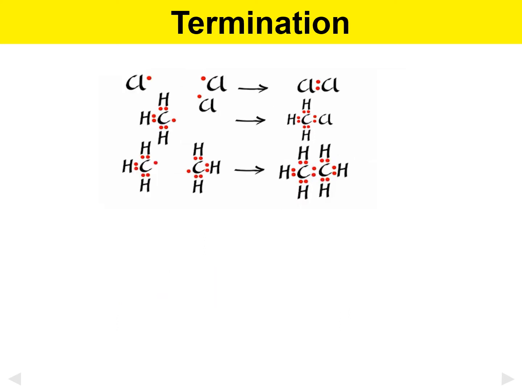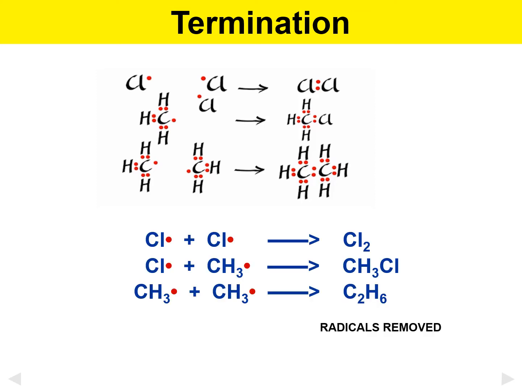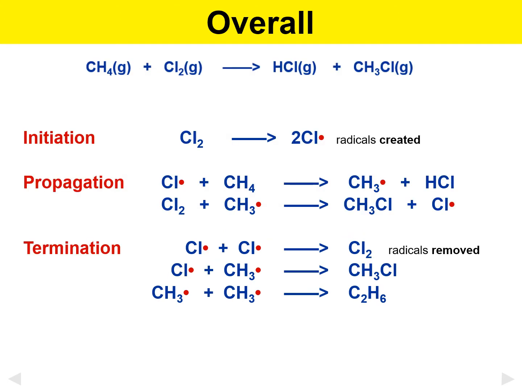The final step is termination, when two radicals come together to form a molecule. The most common equation is two chlorine radicals coming together to form a chlorine molecule. In the reaction mixture of methane and chlorine, we find some ethane, and this can be explained because two methyl radicals can come together to form ethane. This slide shows the overall equation for this reaction and also equations for the initiation, the propagation, and the termination.